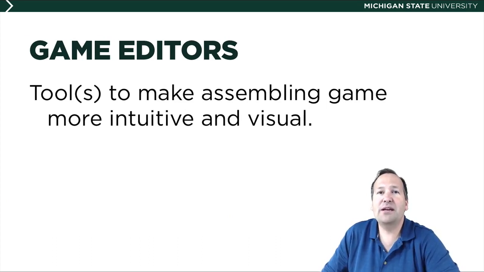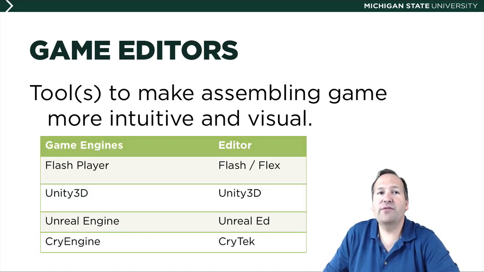So one other thing that typically comes with a game engine is a game editor. These are tools that make assembling the game more intuitive and more visual, so we don't have to do everything at the code level. Most engines have some sort of editor. So for example, we can consider the Flash player as a game engine. Adobe creates a tool called Flash, of course, and another tool called Flex, which are both editors that create Flash content. Of course, we'll be talking about Unity3D in this course. It's both a game engine and a game editor.